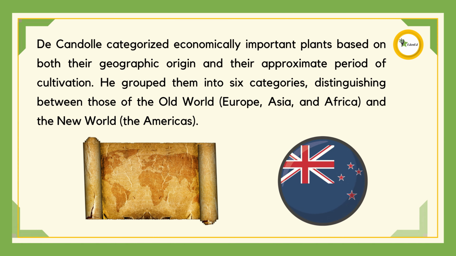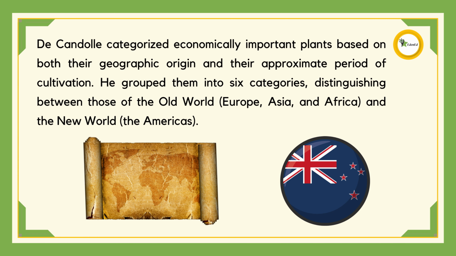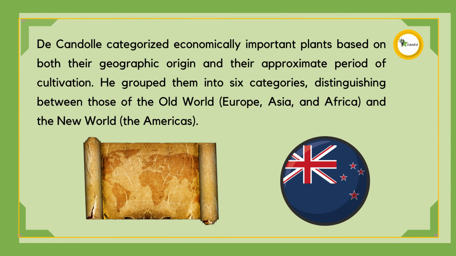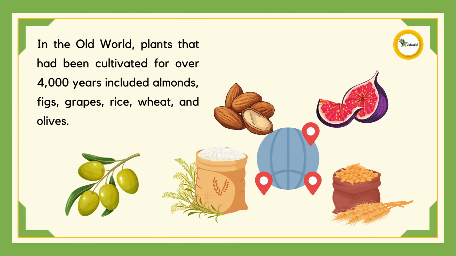De Candolle categorized economically important plants based on both their geographic origin and their approximate period of cultivation. He grouped them into 6 categories, distinguishing between those of the Old World, meaning Europe, Asia, and Africa, and the New World, the Americas. In the Old World, plants that had been cultivated for over 4,000 years included almonds, figs, grapes, rice, wheat, and olives.